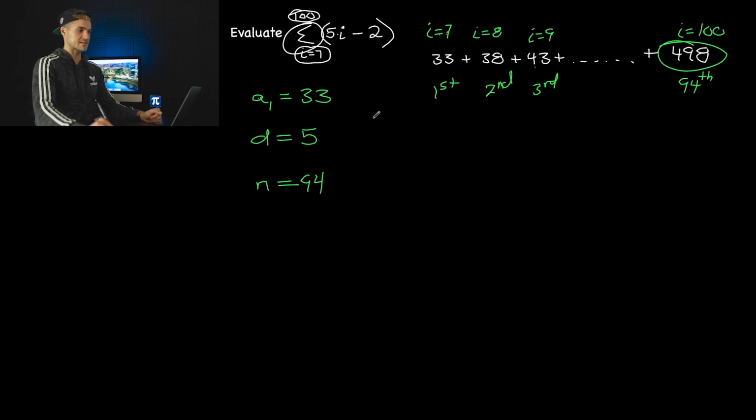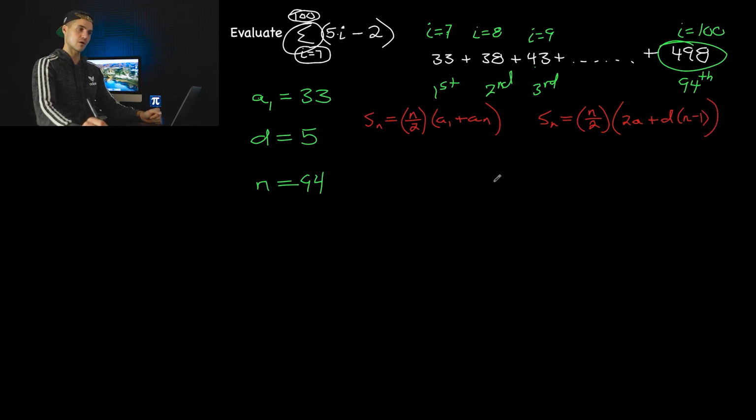To get the sum of an arithmetic series, there are actually two formulas, and we could use both in this case. The first formula is n over 2 times the quantity a_1 plus a_n, the last term of the series, which we have, which is 498. Or you could use the other formula, n over 2 times the quantity 2a plus d times n minus 1. Either of these formulas works with what we're given. Usually only one of them is better to use, but in this case it doesn't really matter. You would get the same solution.